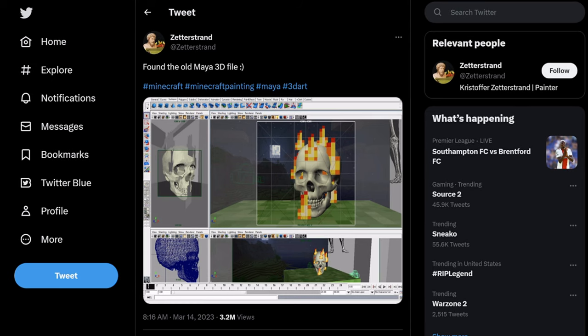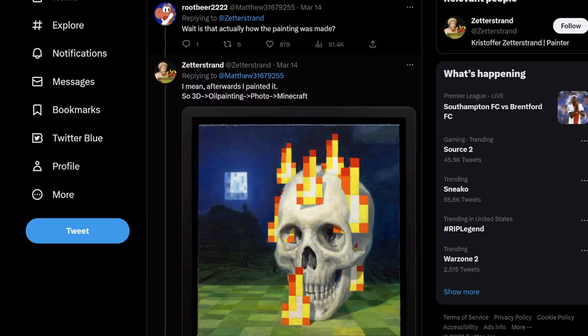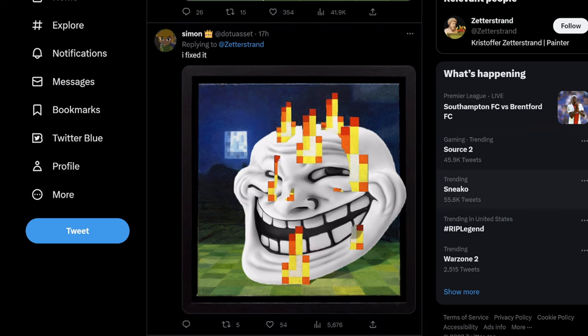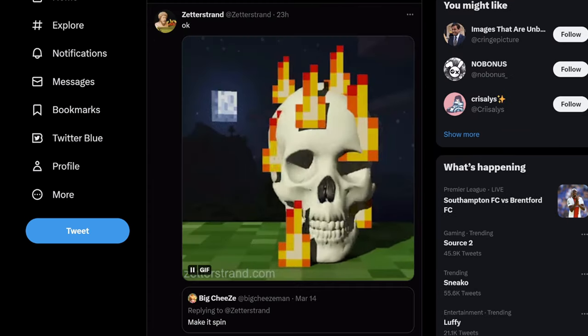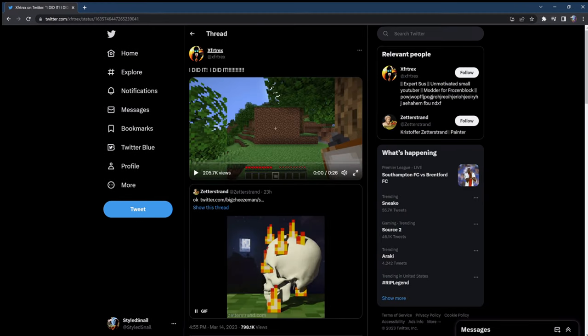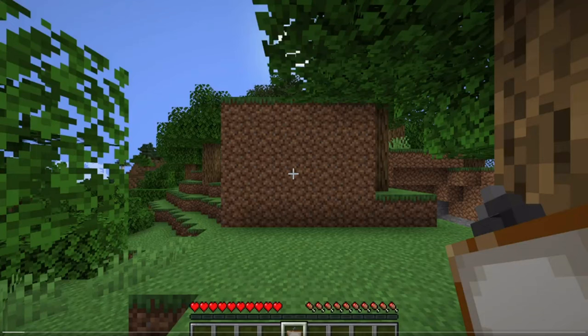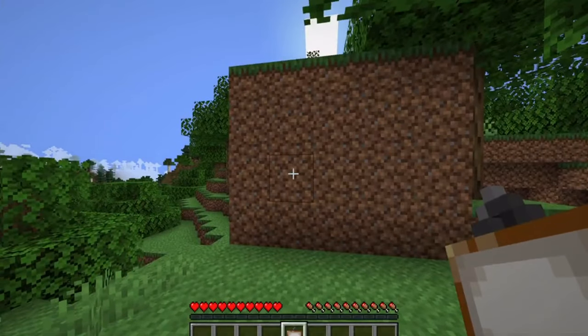But here's what happened. If you didn't know, Zetterstrand is the person that made the Minecraft paintings and most of the paintings that the Minecraft paintings are based on, and he found the old Maya 3D file for the skull painting. You see, he made an oil painting of it and went through his little process. Someone turned it into a troll face, and then someone asked him to make it spin and then make it pixelated. And then XFR Trex made the painting that was spinning into a painting in Minecraft.